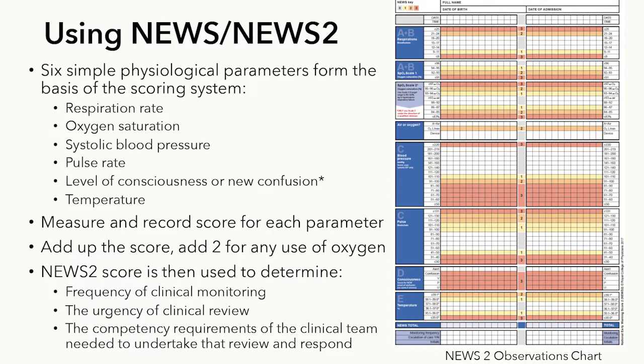I want to talk a little bit around the NEWS2. Many of you may be using this NEWS2, the National Early Warning Score 2. This is developed by the Royal College of Physicians and is adopted in the NHS, but also used worldwide in a lot of places. It basically comprises 6 simple physiological parameters which form the basis of the scoring system to warn or alert staff that they need to do something about the patient.